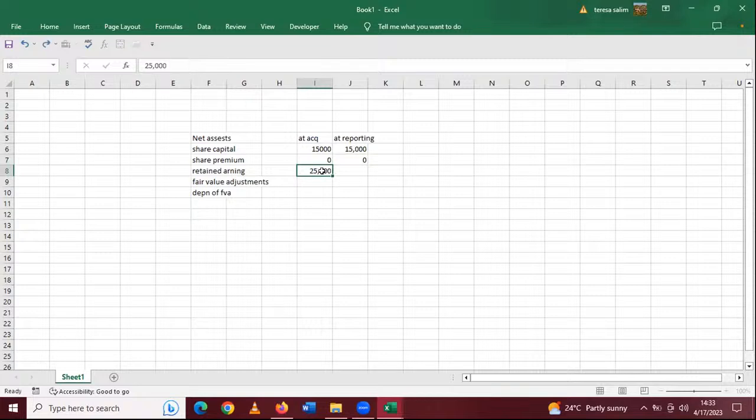They were 25,000. Are you sure? 25,000 was at, it's okay. Now 40,000, yes. Fair value adjustment, we had land, isn't it? Yes, for the fair value adjustment, it's still the same. Always the same. At acquisition and at reporting, the same. And the depreciation, we don't have it.